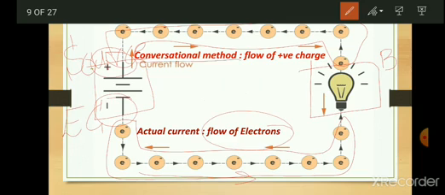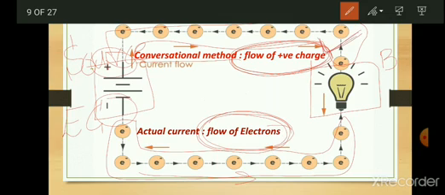Initially scientists thought that the flow of positive charge is called the electric current. Later on the scientists came to know that the flow of electrons is the electric current, but even now we are using the flow of positive charge as the electric current in electrical conductors.